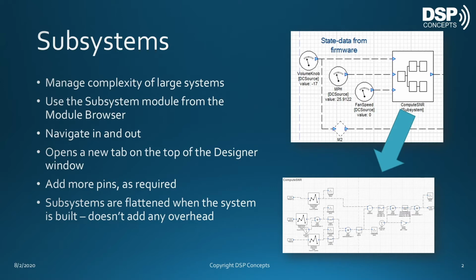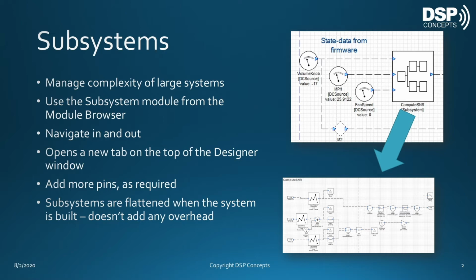What you would do is drag the subsystem module from the module browser into your layout. You can navigate in and out of the subsystem. Whenever you open up a subsystem, it adds another tab at the top of the designer window, and you can navigate in and out by clicking on the tabs. By default, subsystems have one input, one output pin. You can add as many input and output pins as you want.